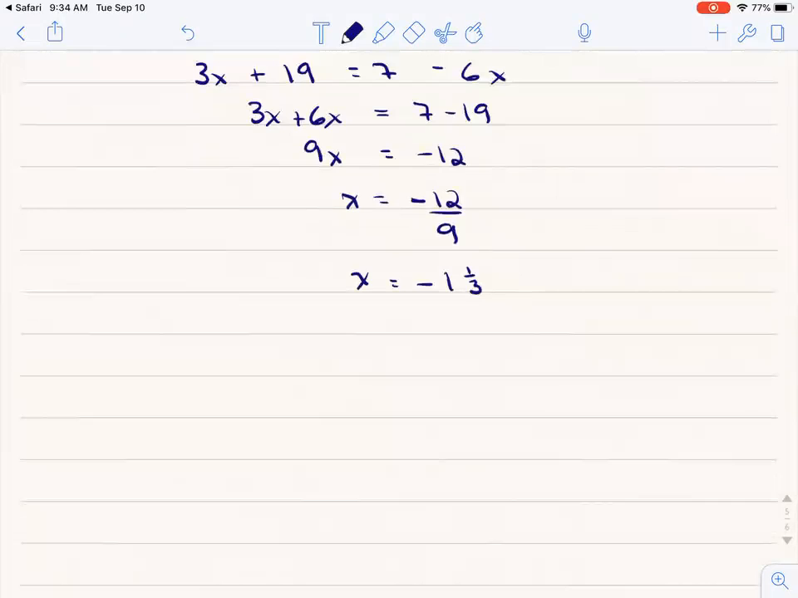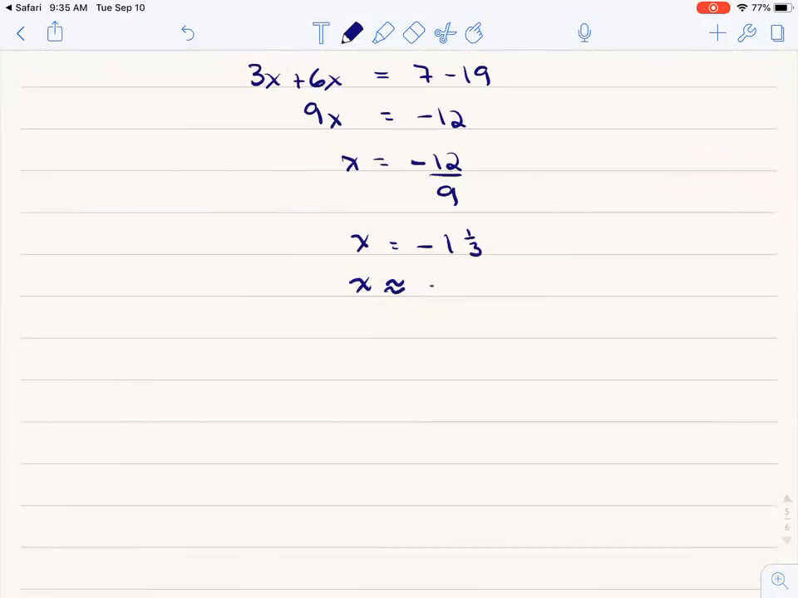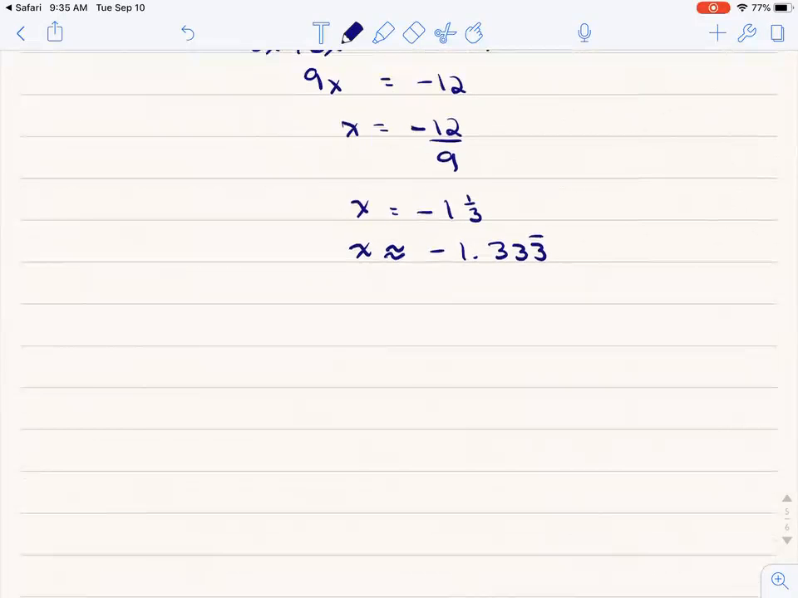If you want approximately equal to, or x is approximately equal to, if you want to use the decimal version, then you have to use the squiggly equals. I'll be kind of relaxed on that, but negative 1.33 repeating. Luckily for me, we haven't talked about sig figs yet or anything like that, so just ignore that for a little bit longer.